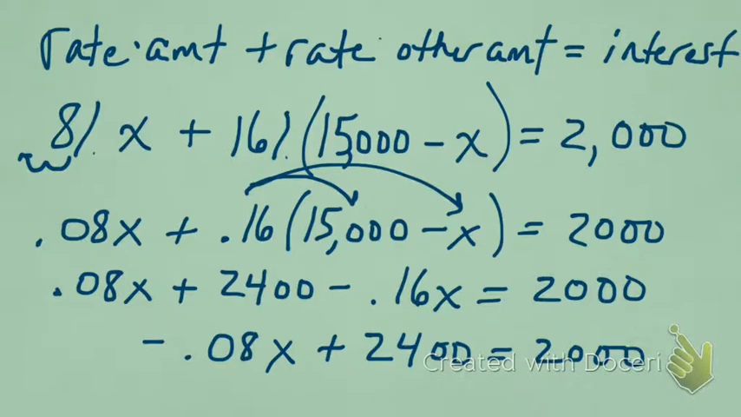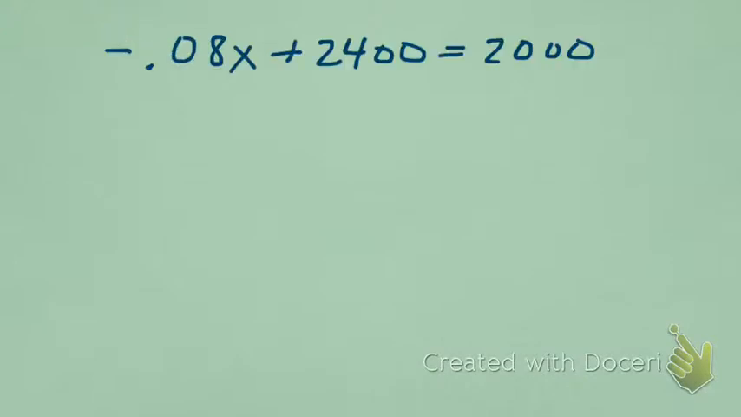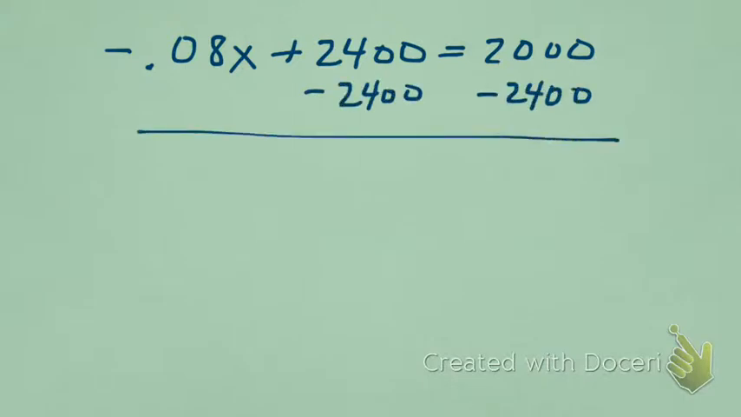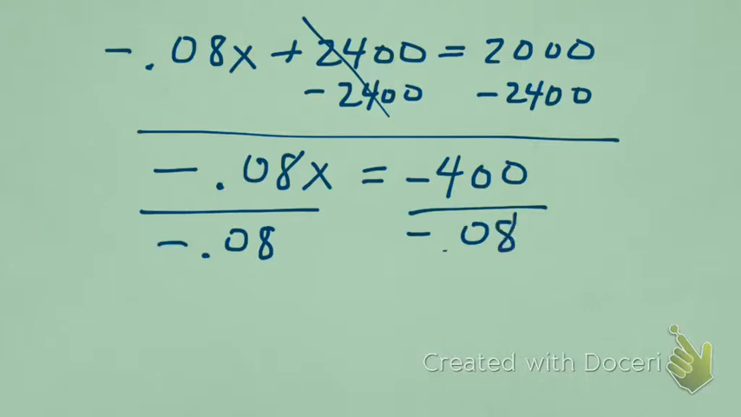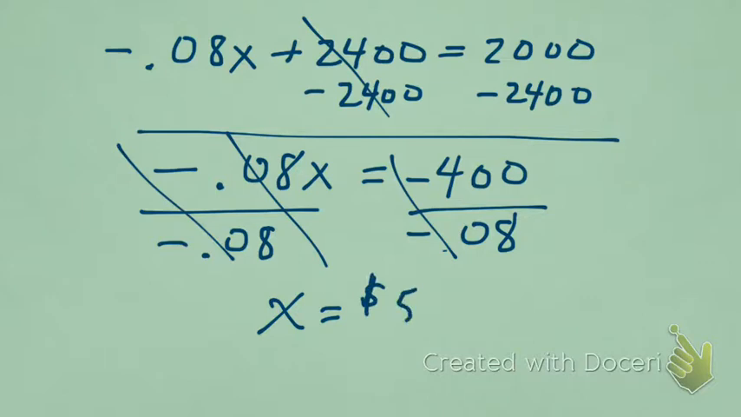To solve for x, we would isolate it. We move 2,400 to the other side using subtraction. We reverse multiplication with division. Our quotient is $5,000. That is a reasonable answer.